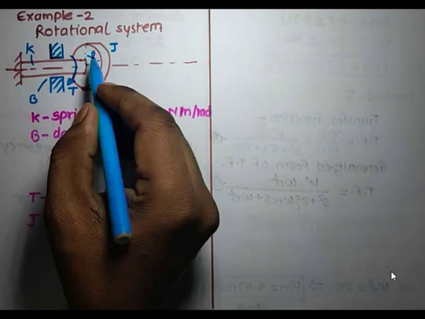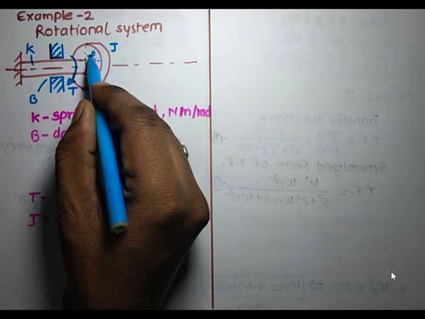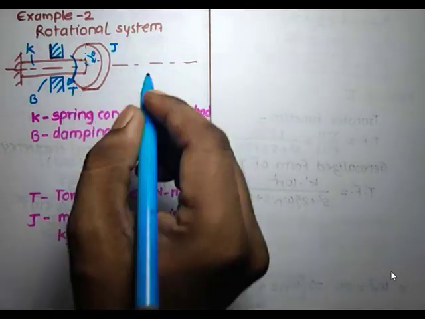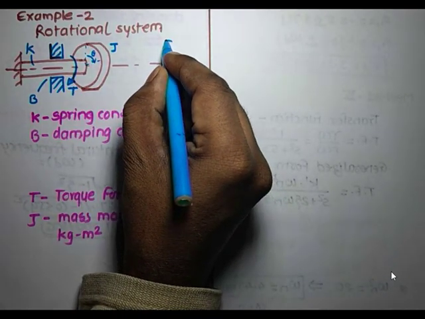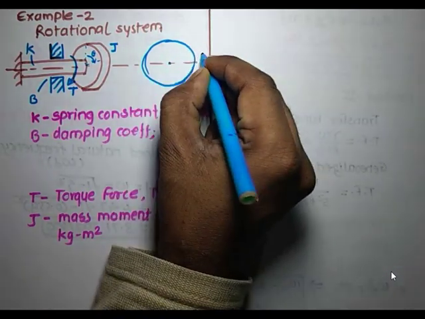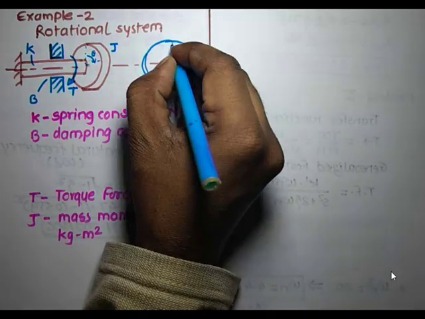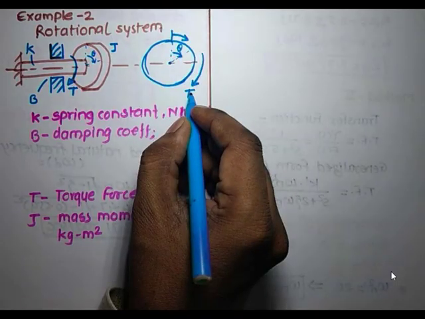Now let us assume that on this system torque is applied in this direction. So we are assuming that the angular displacement theta also takes place in the direction of applied torque. To know the different forces acting on the system, we are going to draw the free body diagram of the circular disc. If T is the torque applied on the system, because of this torque there is a small angular displacement theta in the same direction as the applied torque.